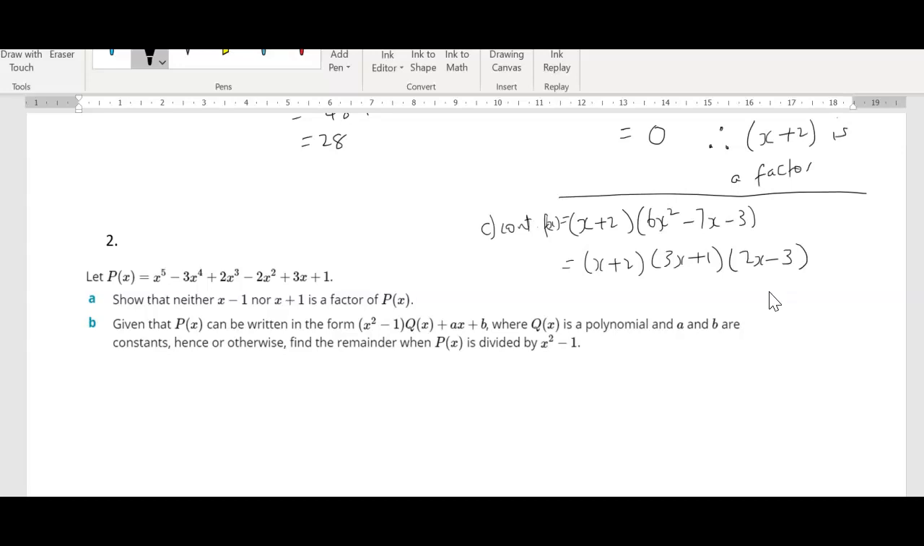And getting it into factorized form can help you find your x-intercepts. So if you wanted to find your x-intercepts, you just let them equal 0 and use your null factor law, and you can find it that way. Find your x-intercepts that way.